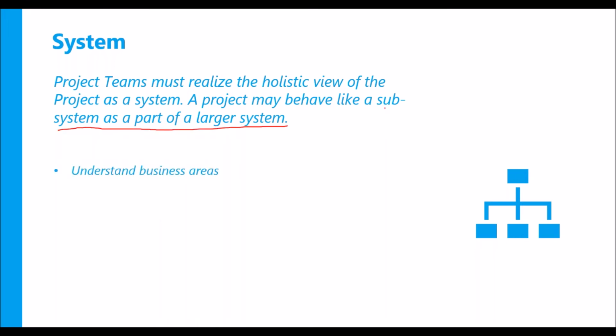Now, how can you do that, right? You can understand business areas. You can put focus on the big picture. You can challenge assumptions. You can seek external review. So these are various ways how you can understand the interactions of a system.